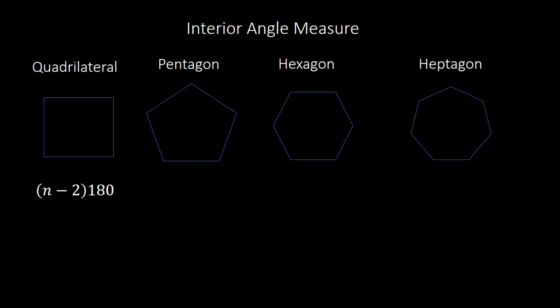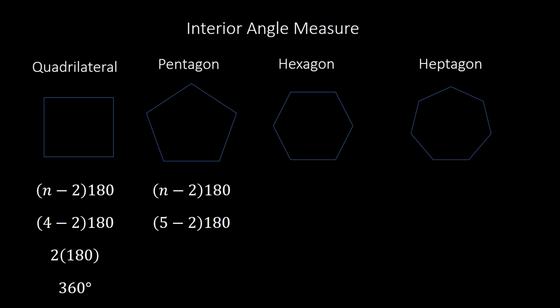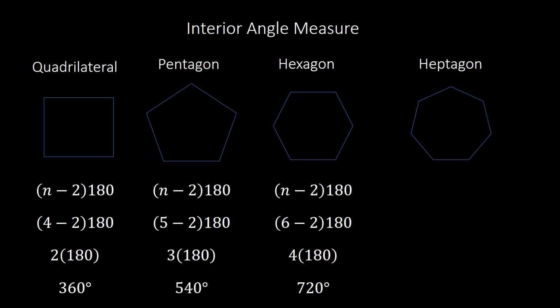So the formula is n minus 2 times 180, and for n, we're going to plug in the number of sides. A quadrilateral has 4 sides, so we have 4 minus 2 times 180, which would give me 360. Pentagon has 5 sides, so we have 5 minus 2 times 180, which is going to be 540. Hexagon has 6 sides, so we have 6 minus 2 times 180, which gives me 720. And a heptagon has 7 sides, so we have 7 minus 2 times 180, which gives me 900.